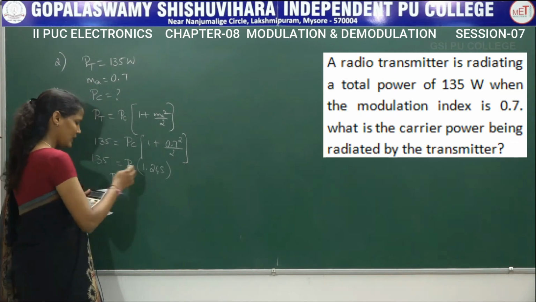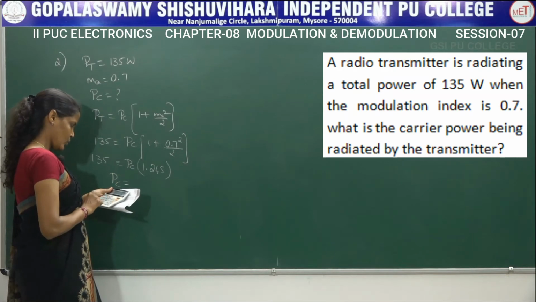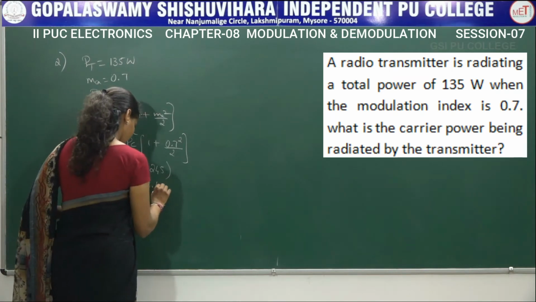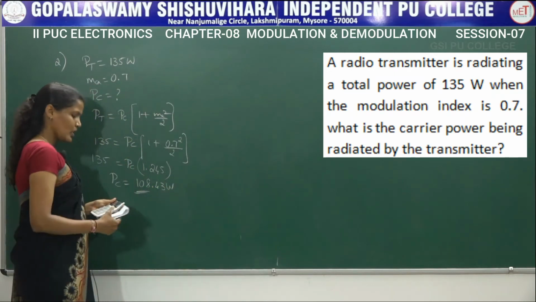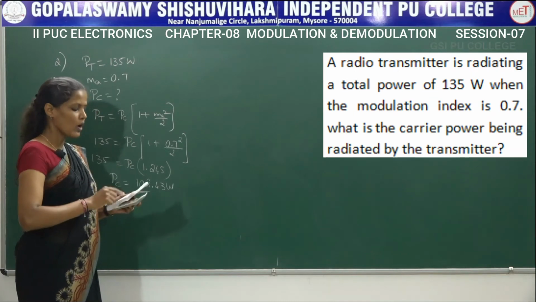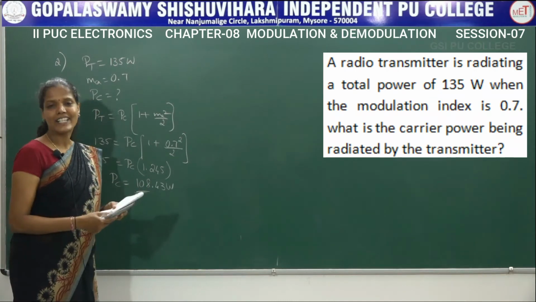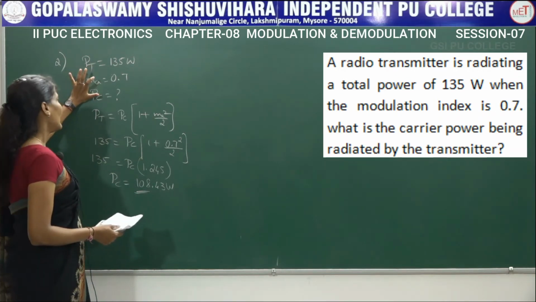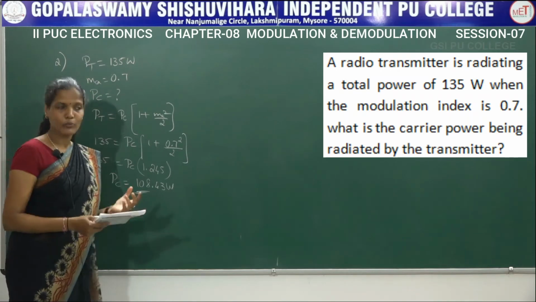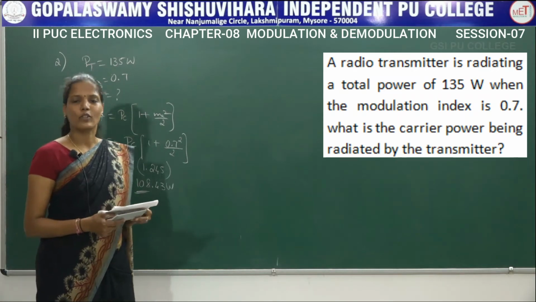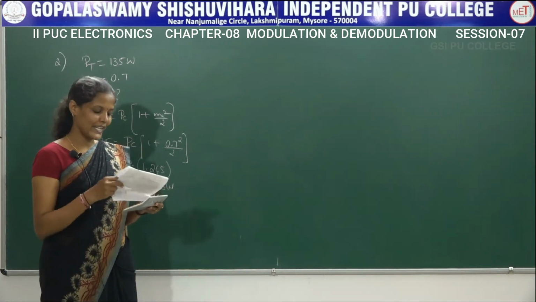PC equals 135 divided by 1.245, which gives me 108.43 watts. So this is the value of a carrier signal after the modulation process, or the carrier power being radiated by the transmitter. So in this problem, total power is given, which is equal to 135, and the modulation index is given, whose value is equal to 0.7. So using this formula, you can easily find out the value of PC. Clear? Now we'll move on to the next problem.